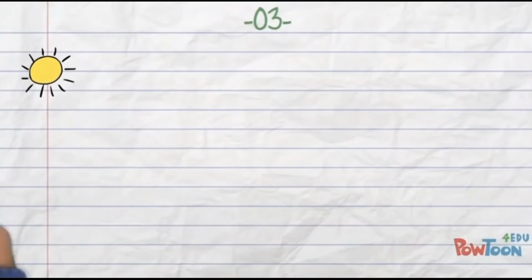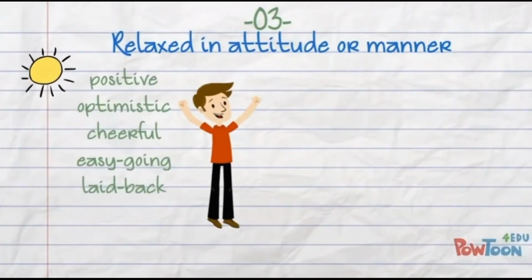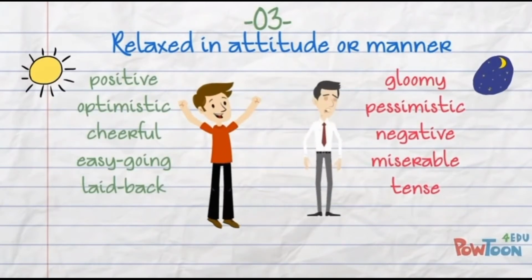If you are relaxed in your attitude or manner, you are positive, optimistic, cheerful, easygoing, laid back. And if you are not, you are gloomy, pessimistic, negative, miserable, or tense.